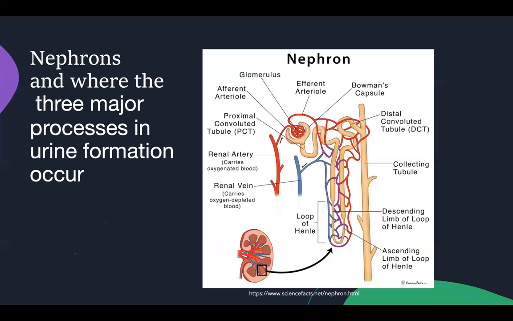The PCT, or proximal convoluted tubule, receives filtrate from the glomerulus. It is from this point that the urine starts to form. Around 67% of water, sodium, and potassium that enter the nephron is reabsorbed in the PCT and returns to circulation, while 100% of glucose, amino acids, and other organic substances, such as vitamins, are also recovered.